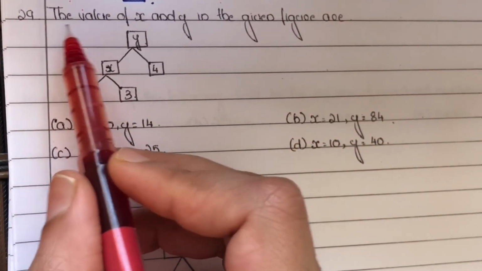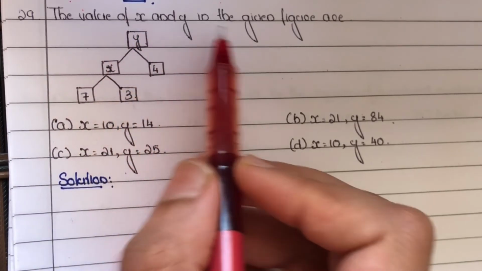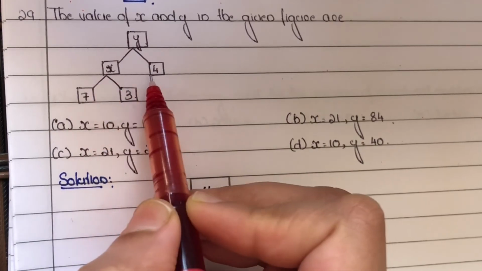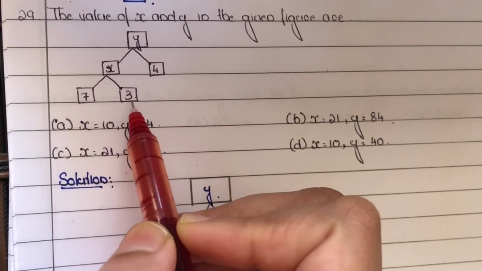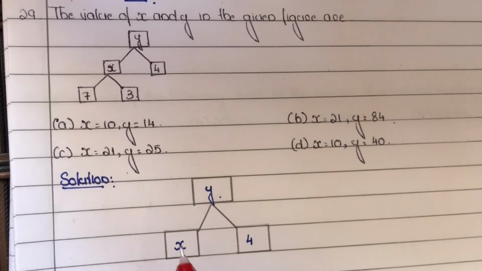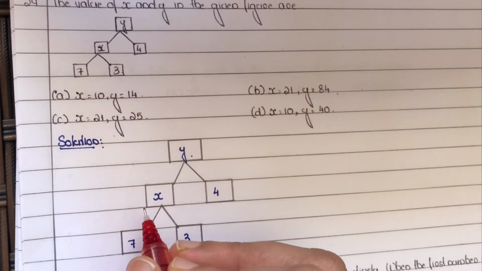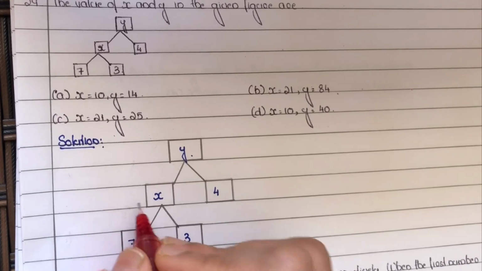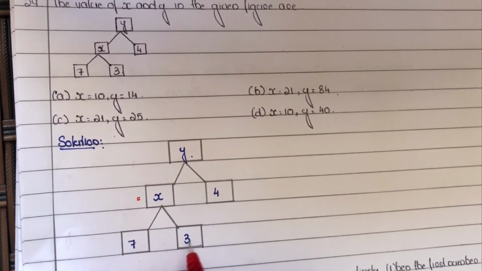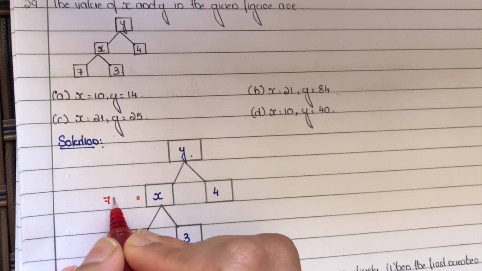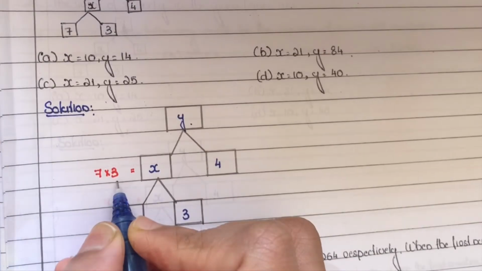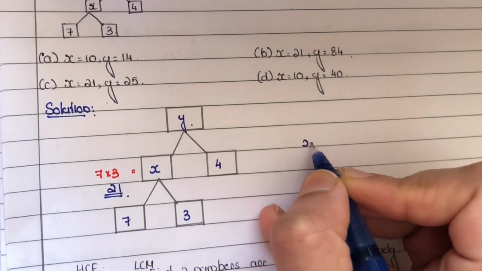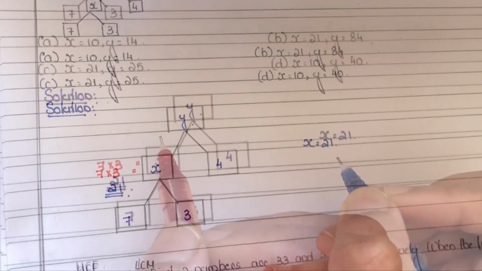Question number 29. The values of x and y in the given figure are: y splits into x and 4, x splits into 7 and 3. Okay. So x. Here the number x splits into 7 and 3, right? So x equals 7 × 3. 7 threes are 21. So we got x equal to 21.